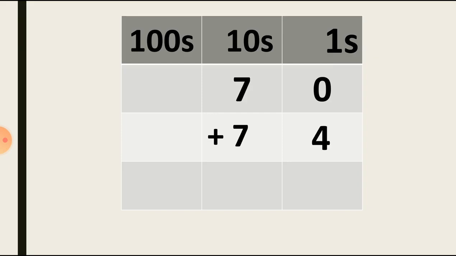Now one more example. Here is the ones column, 0 plus 4. So you can write down number 4 under the ones column. Let's move to the tens column now, which is 7 plus 7. So 7 plus 7 is equal to 14. So we can write down number 4 under the tens column, and let's move one number as a carry forwarded number to the hundreds column. So we can write down number 1 under the hundreds column. The answer is 144. This way you can write down the answer.